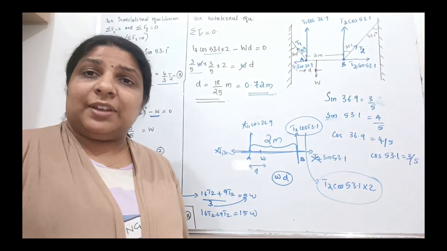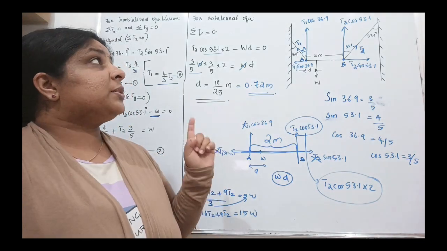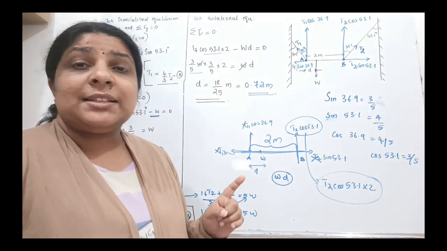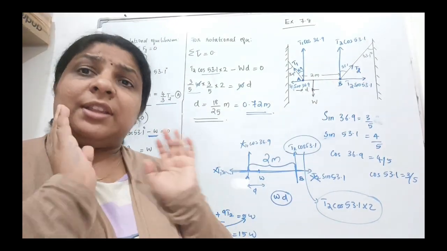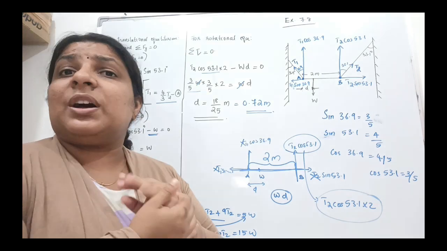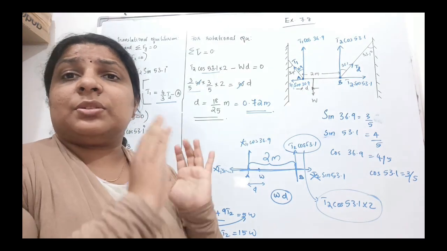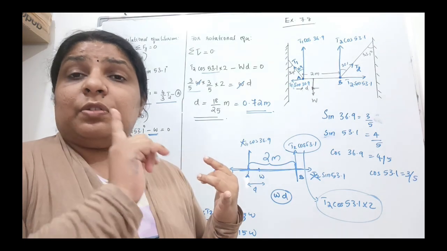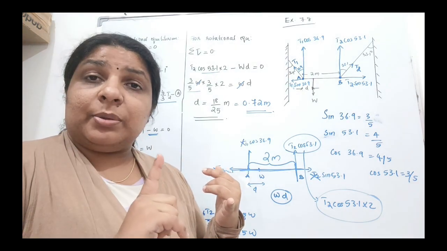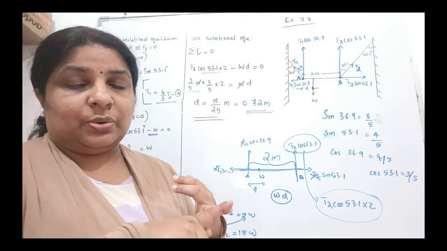This problem is very important. This is actually your textbook exercise question number 7.8. This question is very important. The exact same question teachers used to ask in exams. And these conditions, all that we are applying, are important. Translational equilibrium, sum of all forces is 0. Rotational equilibrium, sum of all torque is equal to 0.